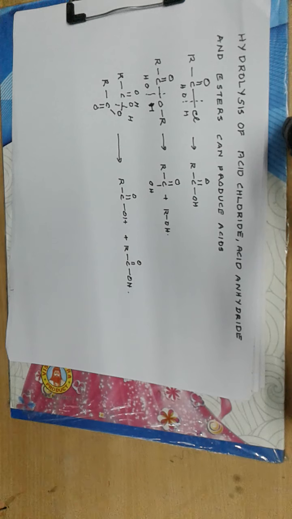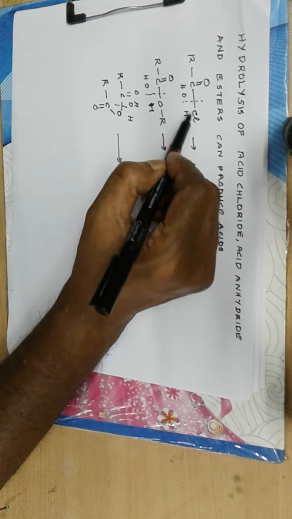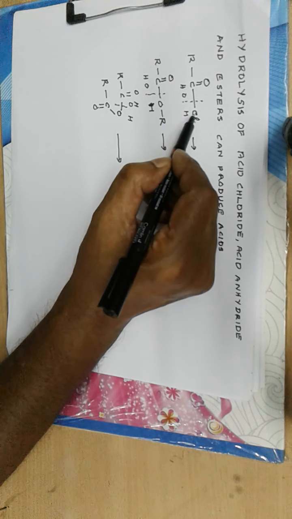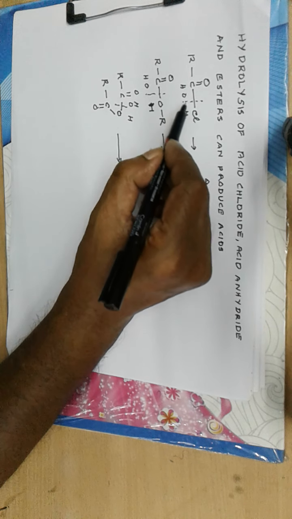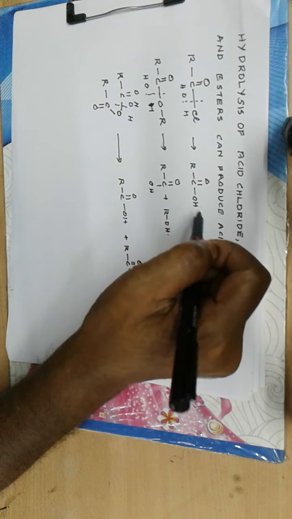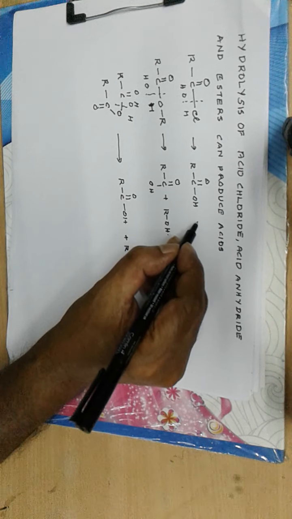Now the derivatives of acids are there. Acid chloride is a derivative of an acid. Acid anhydride is a derivative of acid. Esters are derivatives of acids. All these compounds on hydrolysis can give the corresponding carboxylic acid. So RCOCl is an acid chloride. The C-Cl bond breaks, Cl is negative, so H positive connects to it, and OH connects to the positive carbon. So RCOOH and HCl, that's the product.